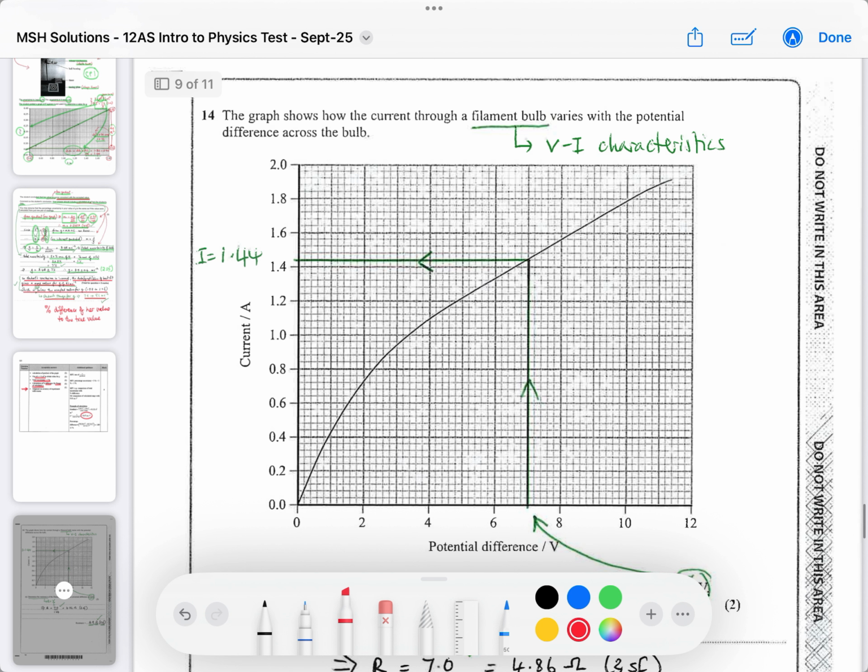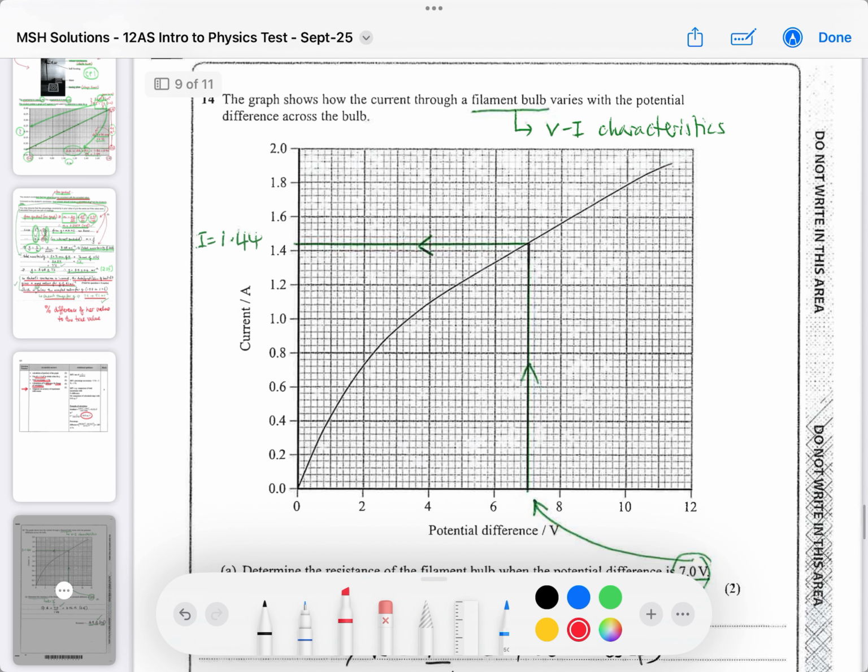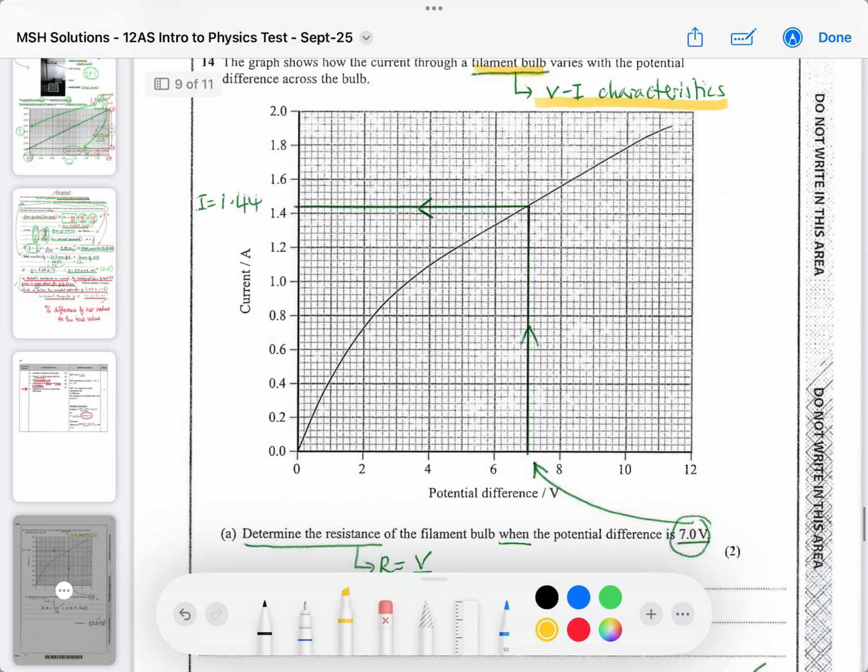Finally, this is a slightly more theoretical question. This actually comes from a year 13 paper. So it's a proper A-level question, and it's about a filament lamp. So the filament lamp, let's do it in yellow this time. The filament bulb has the voltage to current characteristics, which is one of the early chapters in the Edexcel course.